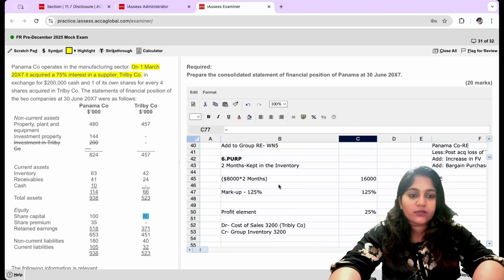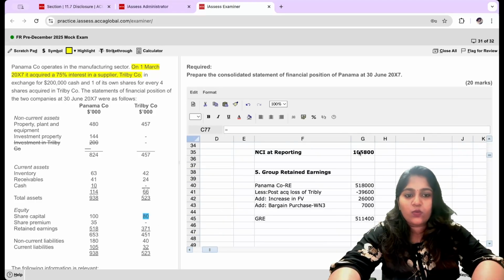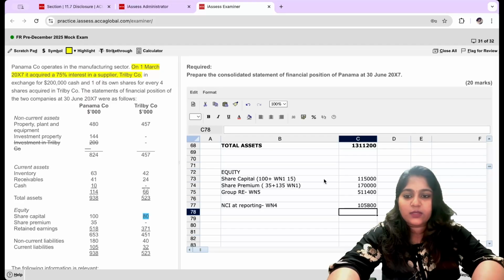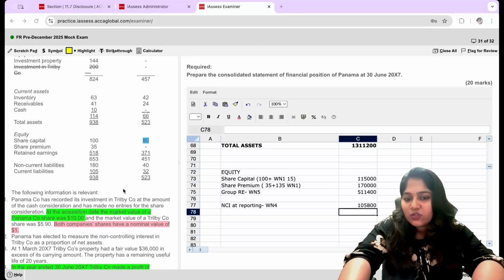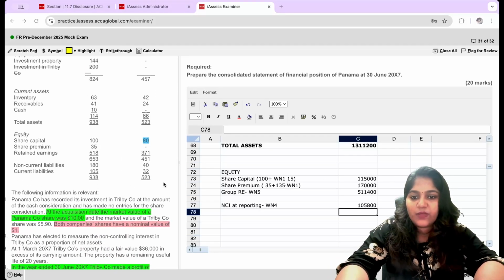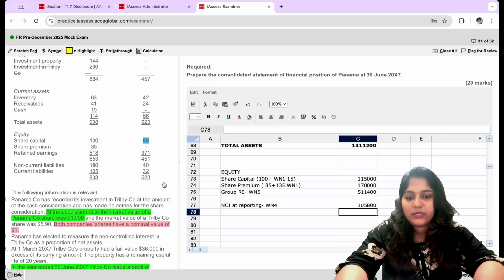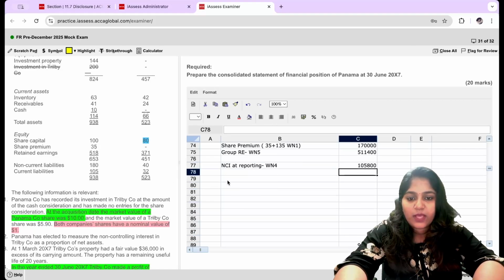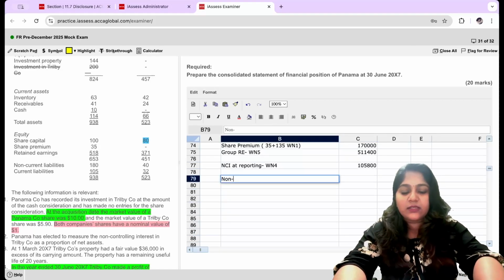NCI at reporting is 105,800. Let's move forward. Then what do we have? I think so far that is my equity. Next we have to go for non-current liabilities. So what are the things that you can expect to have in non-current liabilities, guys?